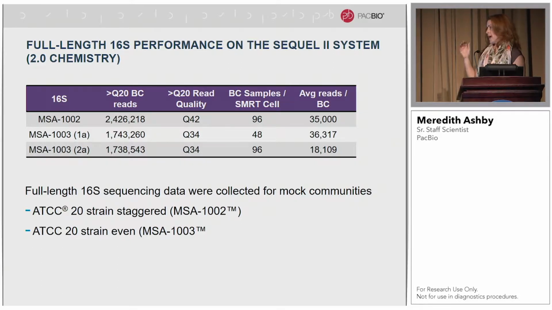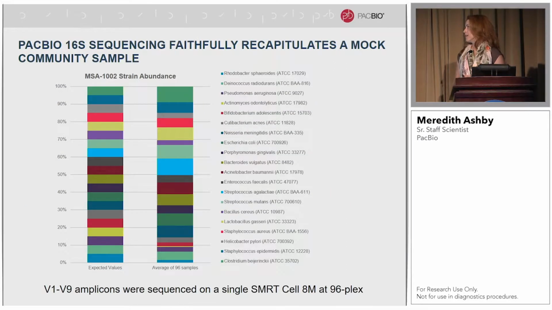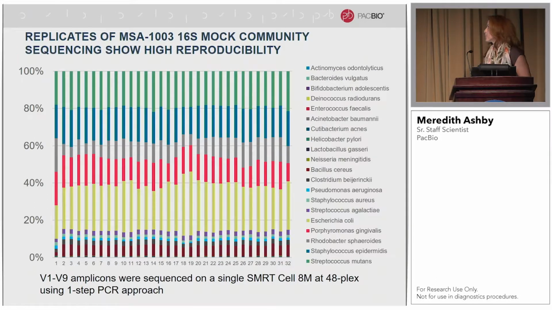And so at this level of multiplexing, the application is very price competitive. And even better than that, because we don't do more amplification on the instrument, it does a really nice job of maintaining the representation of the underlying sample, which is always a challenge with 16S sequencing. And on top of that, it's also extremely consistent.